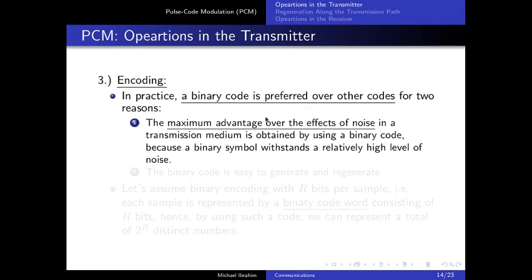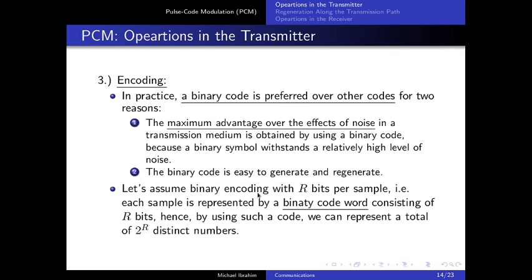So the maximum advantage over the effect of noise in a transmission medium is obtained using a binary code, because a binary symbol withstands a relatively higher level of noise. If we have fewer discrete amplitudes, I would be able to distinguish between them easily. But if I have a larger number of discrete amplitudes, the noise might make distinguishing between them a bit more difficult. And the second reason why we usually choose binary code is that the binary code is easy to generate and regenerate, in other words, in a regenerative repeater.